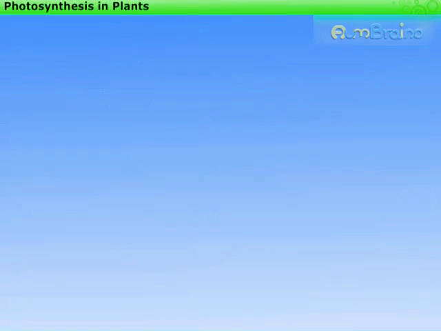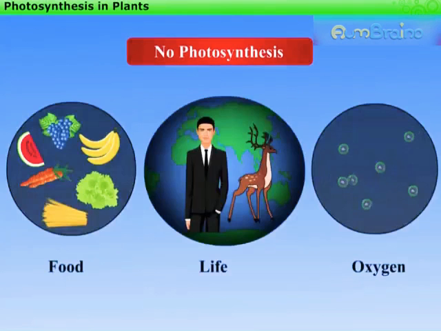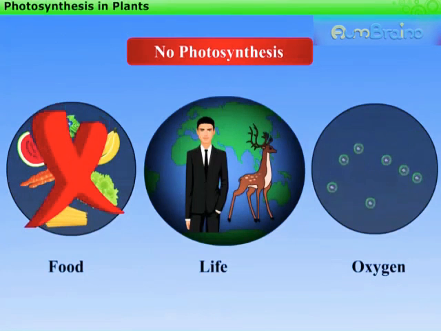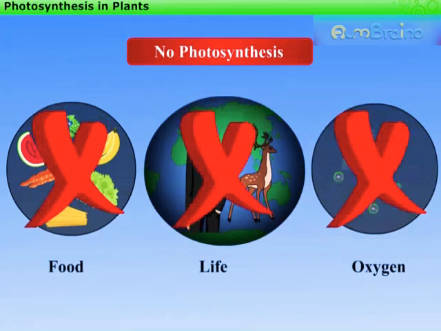Can you imagine life on Earth without photosynthesis? Absence of photosynthesis means there would be no food, no oxygen. So, survival of almost all living organisms would be impossible.